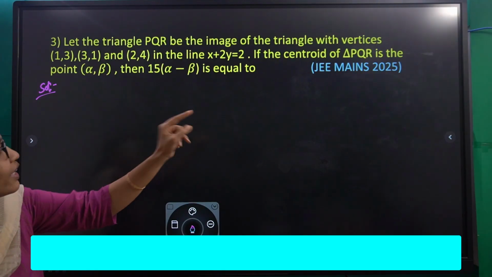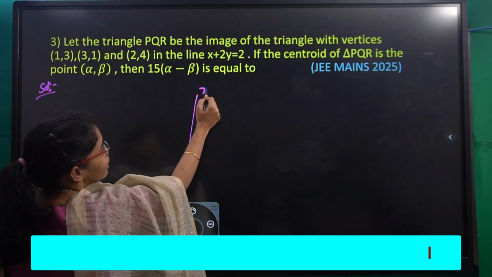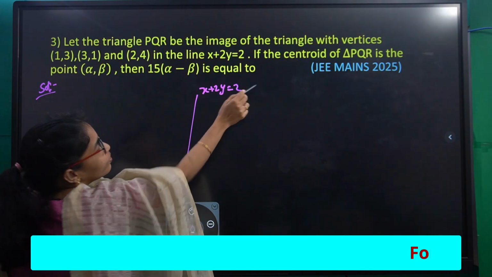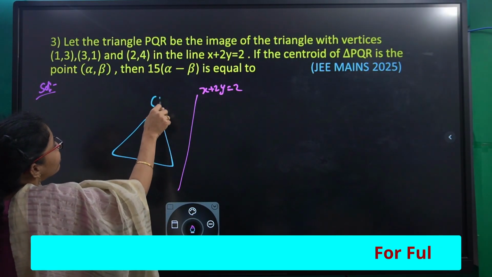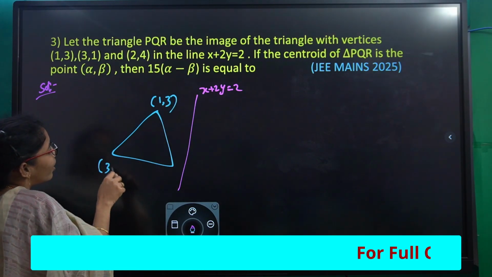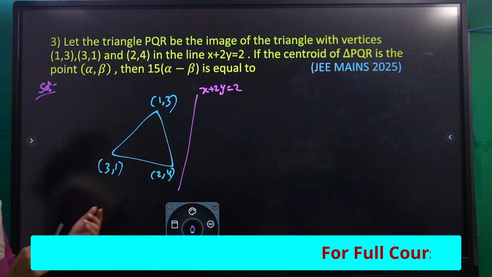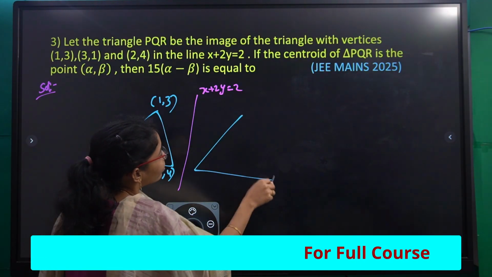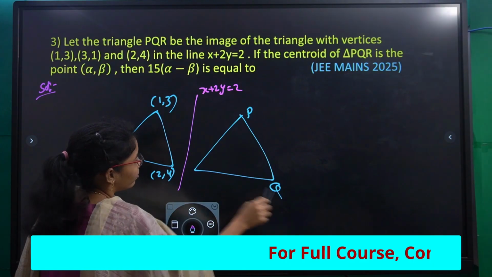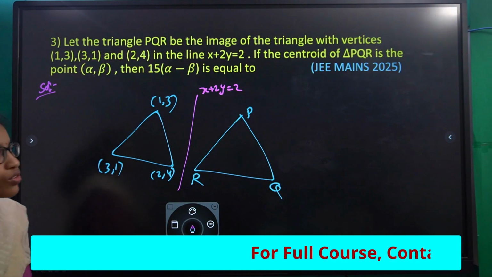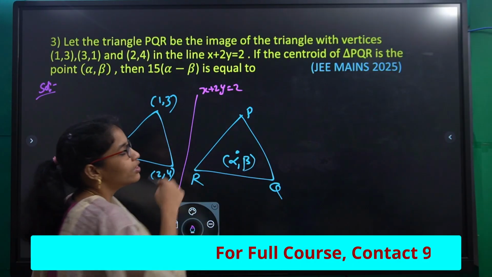And the centroid of the triangle PQR is alpha comma beta. What is the line equation? Suppose this is the line equation x plus 2y equal to 2. Okay, so this is the actual triangle they gave here, with vertices 1, 3 and 3, 1 and 2, 4. This is the triangle they gave. And they mention that this is one more triangle PQR, right? So here the centroid is how much? Alpha comma beta.